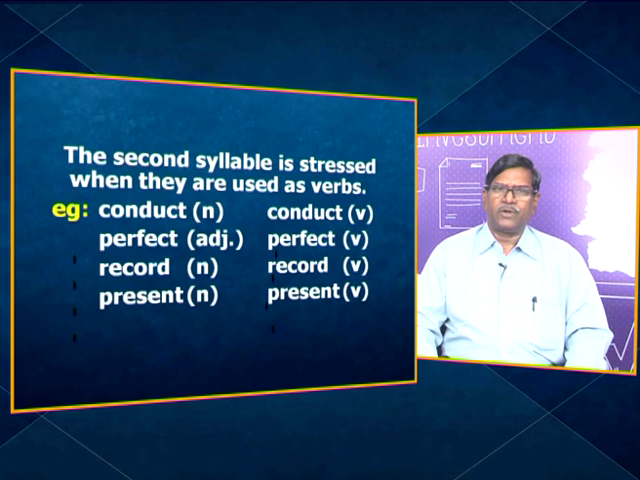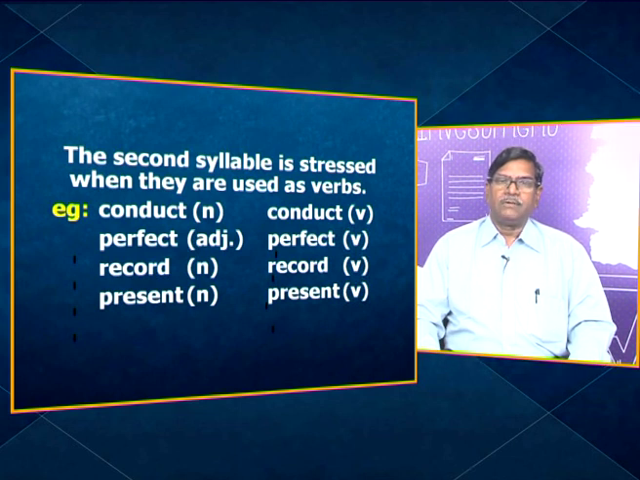Similarly, perfect. It is perfect. The program was organized on perfect lines. When it is used as a verb, perfect. When it is used as a noun, the first syllable gains stress, record. The second syllable gains stress when it is used as a verb, record. We go for recording things or proceedings and a record. We maintain a record where we record the proceedings.